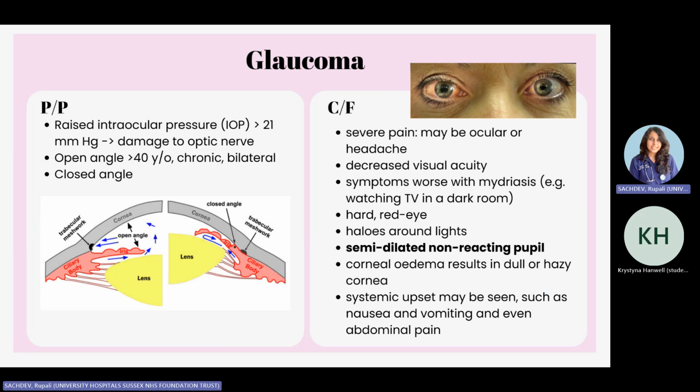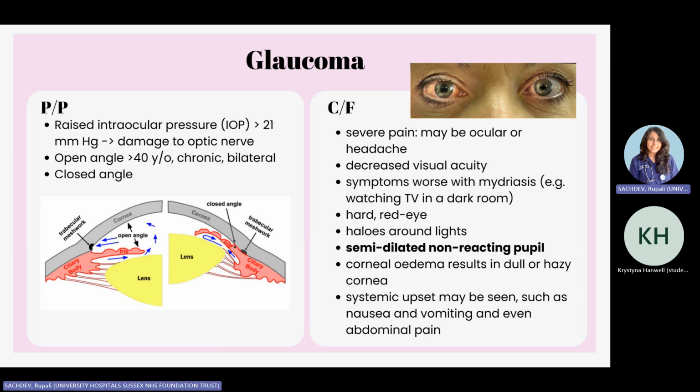It's of two types: open angle, where the angle between the cornea and the iris or the ciliary body is open, so there is flow of fluid in that case, but the trabecular meshwork might be damaged or might not allow for proper flow. Closed angle is where the angle, obviously, is closed, so there's no flow happening even in that space. Open angle is seen more commonly above 40.